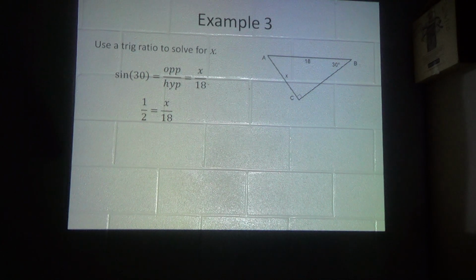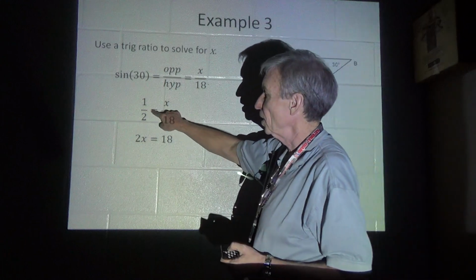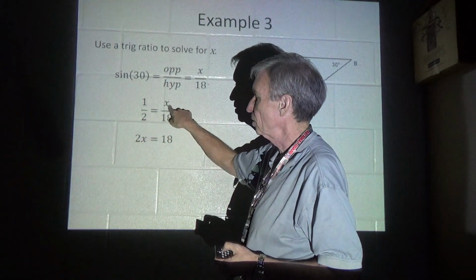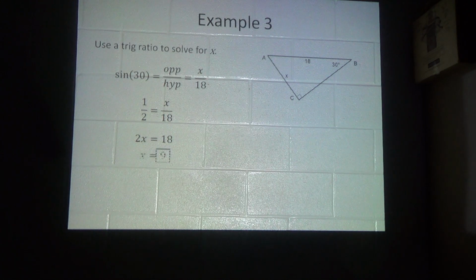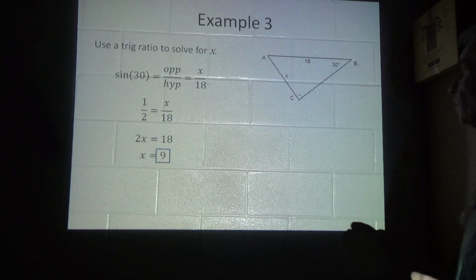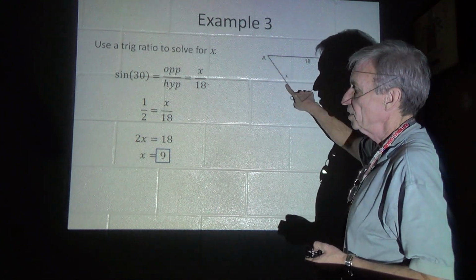To solve proportions, we simply cross multiply. So 18 times 1 gives us 18. 2 times x gives us 2x. So 2x equals 18, so x is equal to 9. So this leg right here is 9.